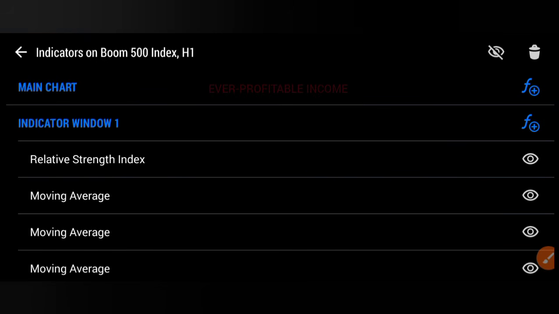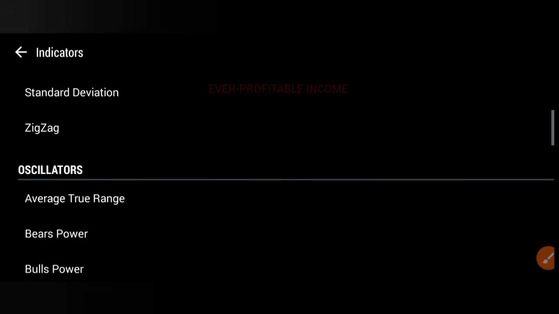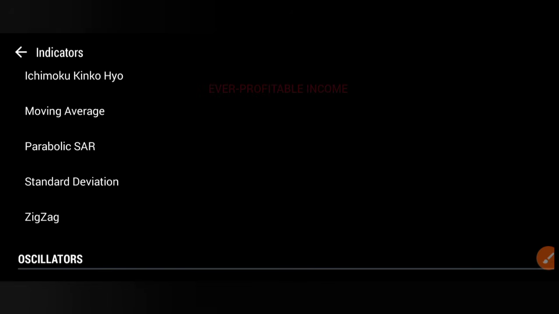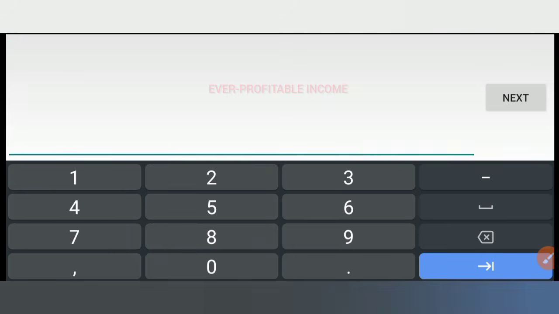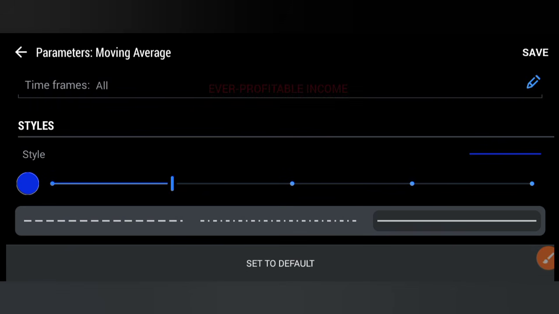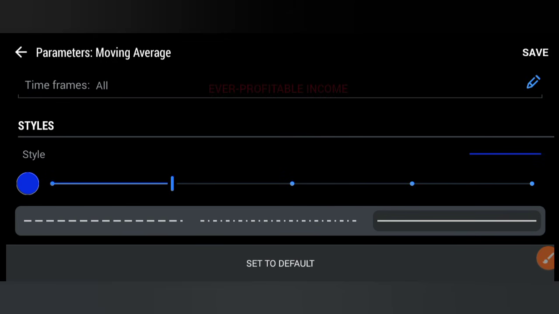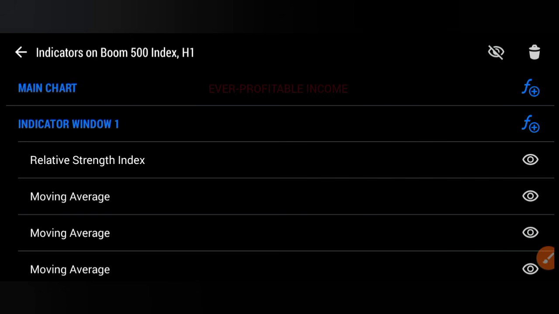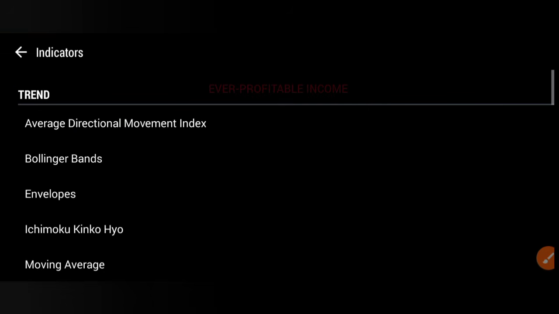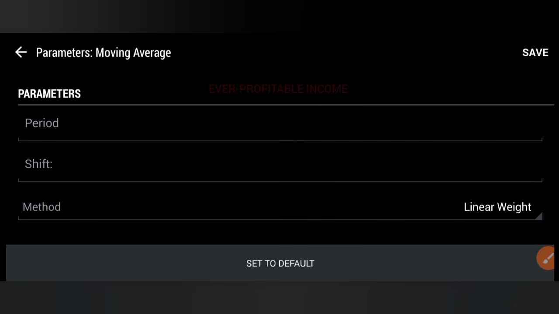Okay, so we'll be adding the number 9 moving average. So click on it. Let's add our moving average again. The period is 9. The shift is 0. And the method is linear weights. Okay, apply to close, and the color should be the same color like 6 to 8. Then you click on save, and we're adding the last moving average, and that is the period 10 moving average.